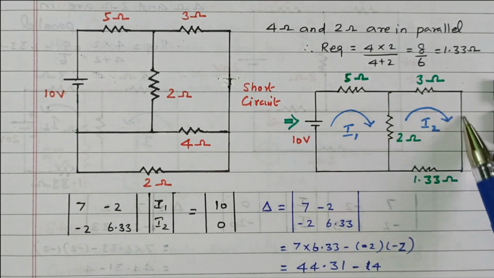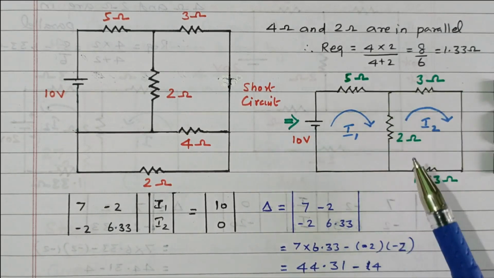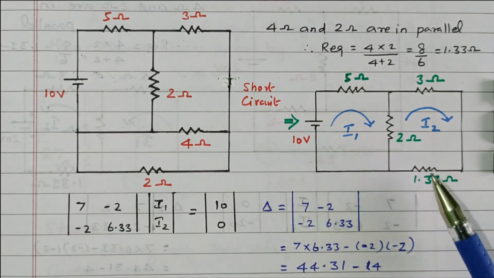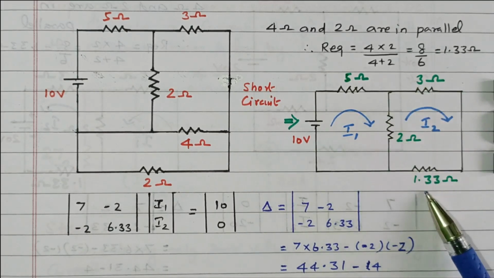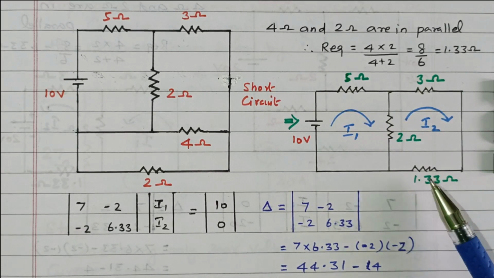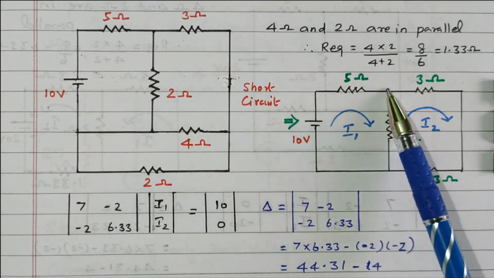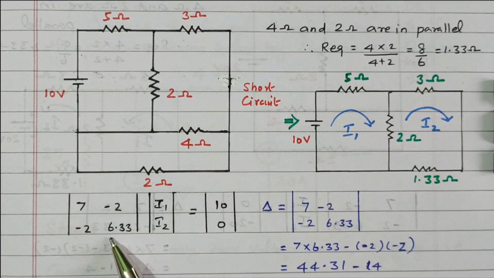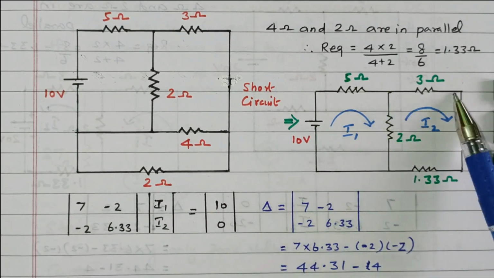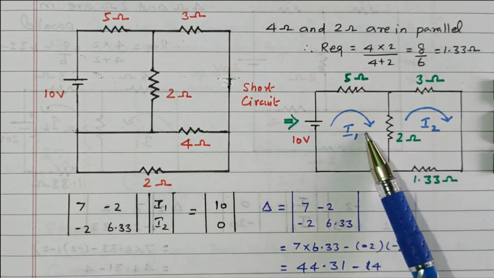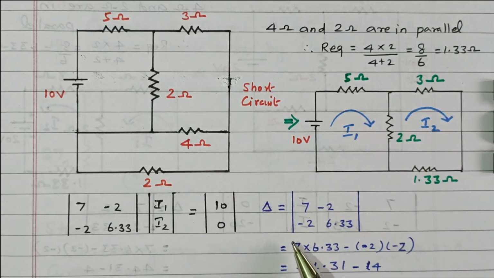The total resistor available in the second loop is 3 plus 1.33 plus 2, right? 3 plus 1.33 is 4.33, plus 2 is 6.33. So this is how the resistance matrix is formed. This R is nothing but the total resistor available in loop 1, 6.33 is the total resistor available in loop 2, and these two are commonly available between loop 1 and loop 2.